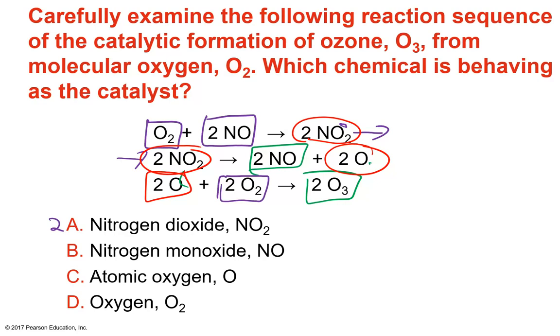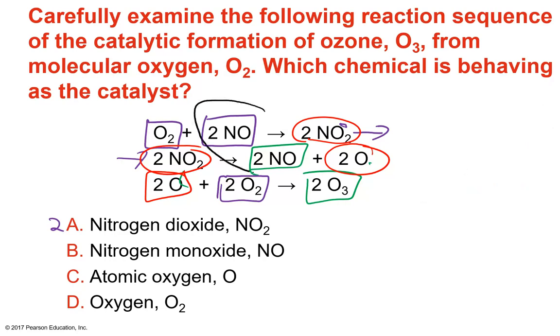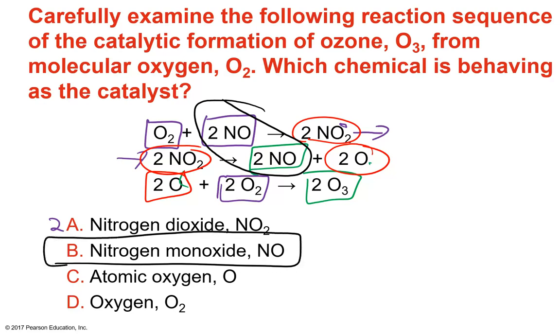So the catalyst is the one that has the same number beginning and ending. I should change to a different color so we don't confuse my careful color scheme. The nitrogen monoxide, we started and ended with 2 moles of that, or 2 molecules of that, depending on which way you look at it. So that was the catalyst.